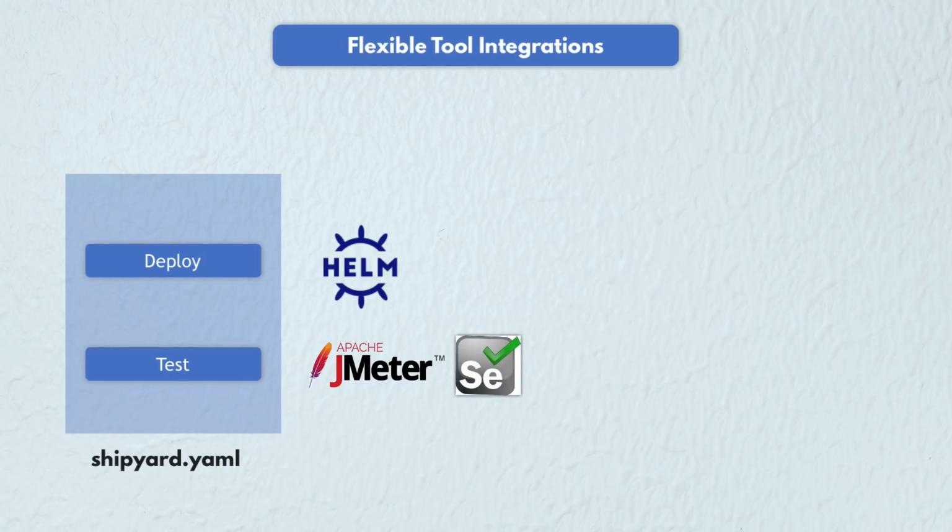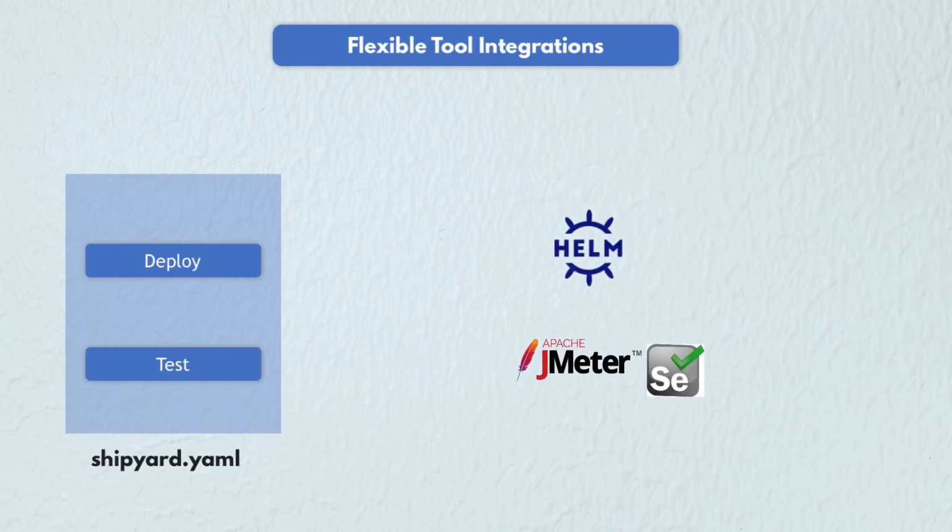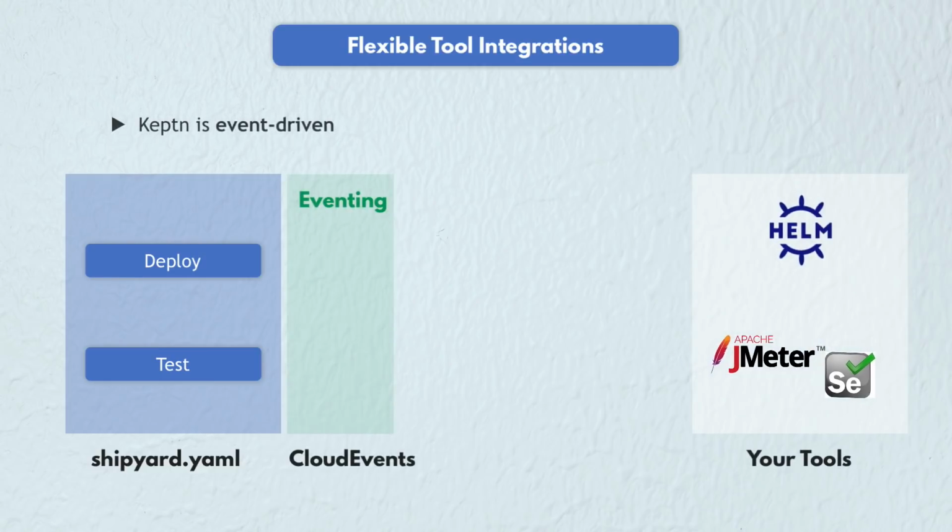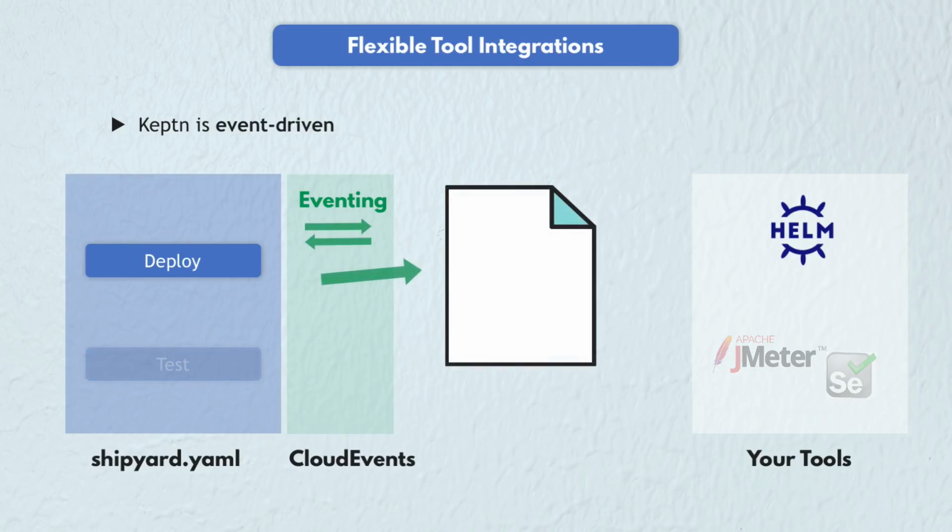But how does Keptn talk to these services? How do they know that they should execute a specific task? Well, Keptn uses events to communicate with various tools to send them tasks to execute. So for example, when it's time to execute a deploy task, Keptn will trigger an event saying, deploy this service with version 1.2 to development environment with direct deployment strategy.